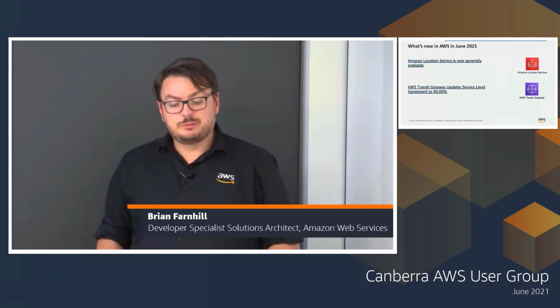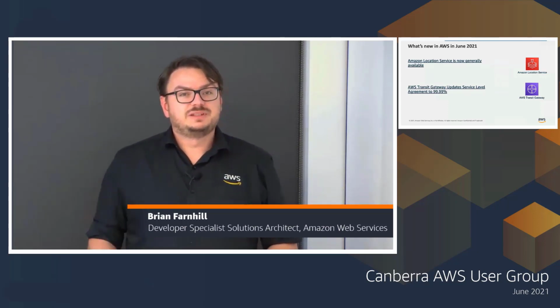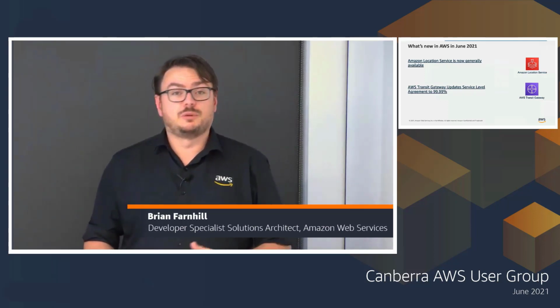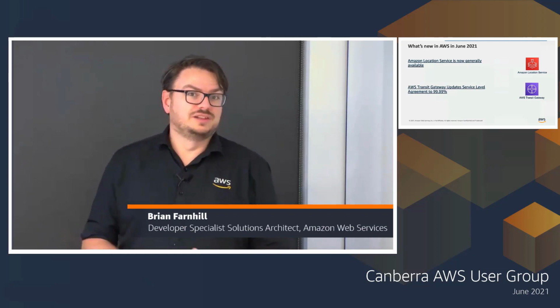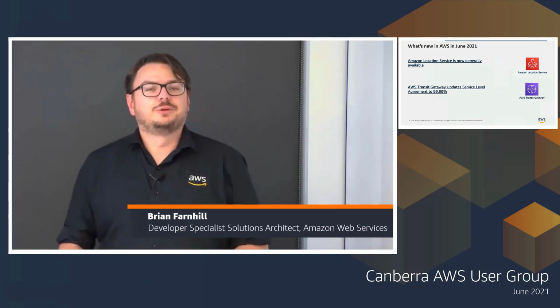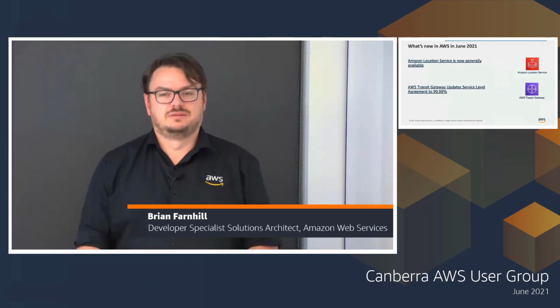The next one is AWS Transit Gateway. This one has been updated with a new SLA. So the service level agreement for uptime on Transit Gateway has been increased from 99.95, 3.5 nines, to 99.99%, so 4 nines. Now, given that Transit Gateway typically forms a fairly critical part of your network infrastructure, more uptime in the SLA is a good thing.